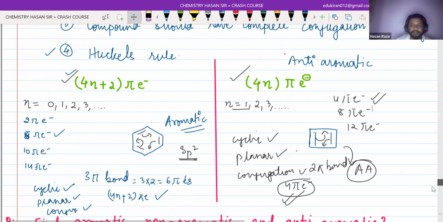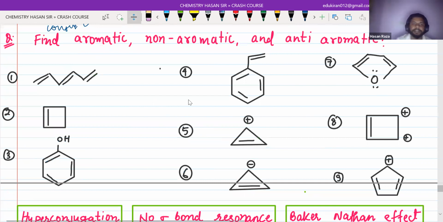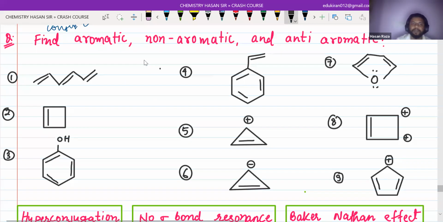Can I change the slide? This part is for homework. You can see this is anti-aromatic. Why is it anti-aromatic? The first rule has failed. That's why it is anti-aromatic. So this part is for homework. First of all, if I extract a PDF from here, you need to study this whole thing. There are some questions that I am giving you for homework, so you need to do it at home.